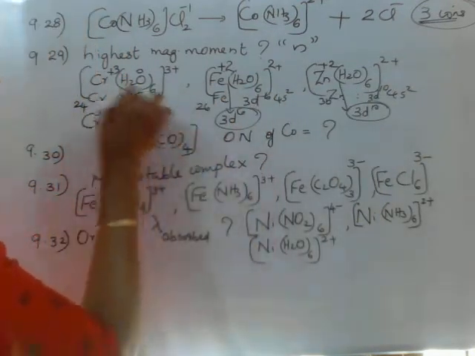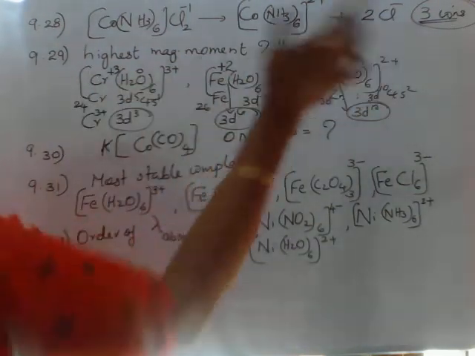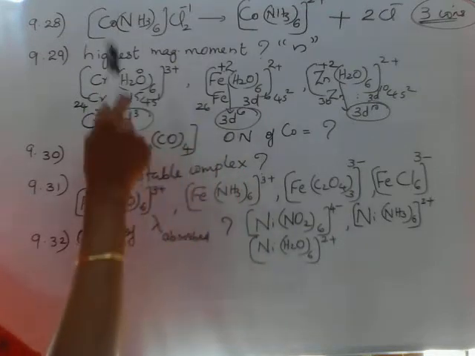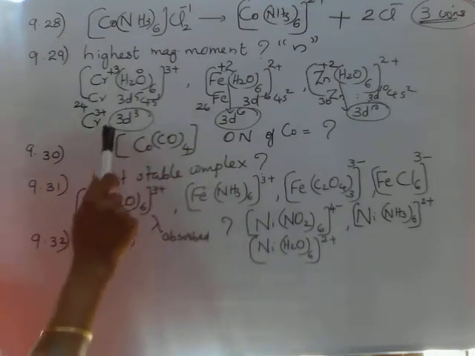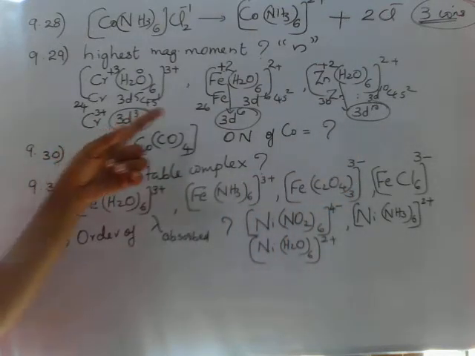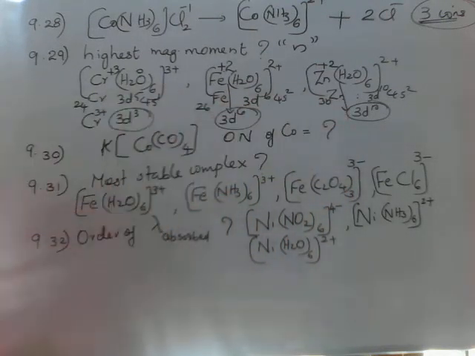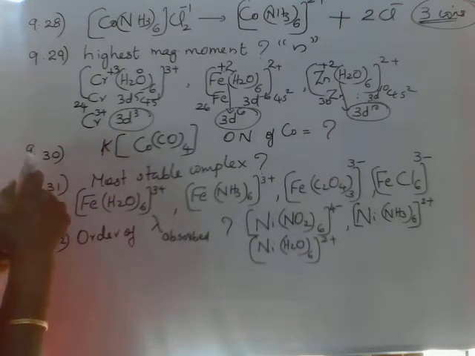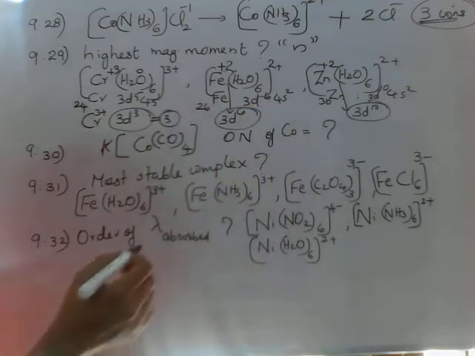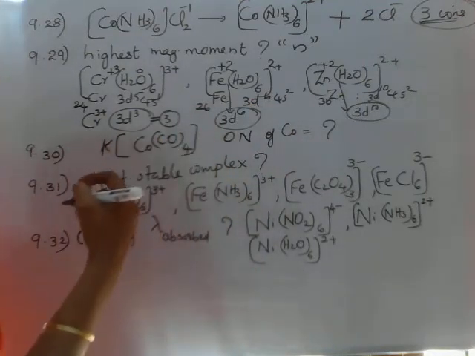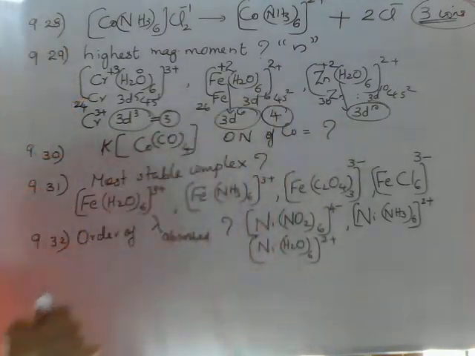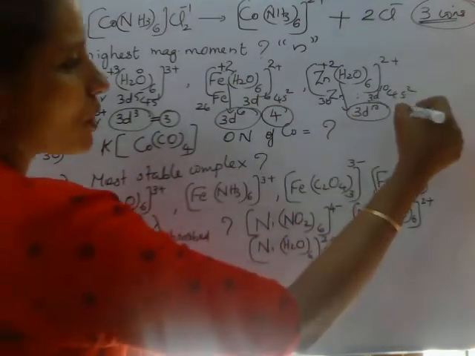So tell me how many unpaired electrons. Because water molecules are weak field ligands, no pairing takes place. So the electronic configuration of this metal atom in the complex will be the same as the free metal ion configuration. So 3d3, 3d6, 3d10. How many unpaired electrons in 3d3 configuration? 3d3 means there are 3 unpaired electrons. 3d6 means one d orbital has a paired electron, so the remaining 4 unpaired electrons are present in 3d6. 3d10 means no unpaired electron, 0.